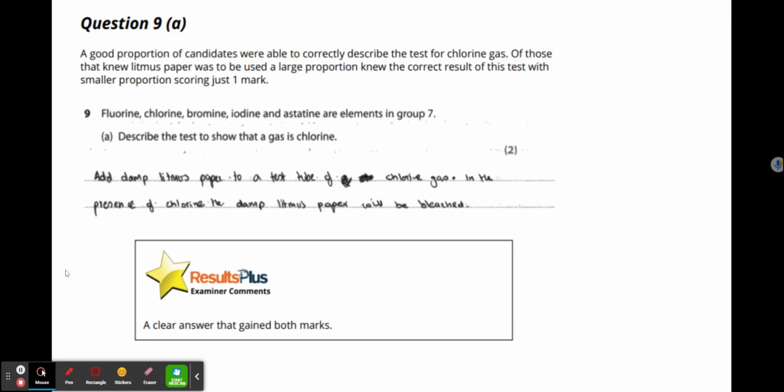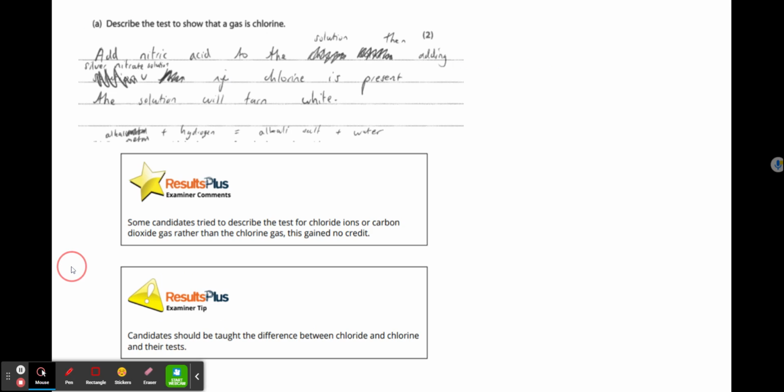In terms of the examiner's report, we've got a comment here saying a good proportion of candidates were able to correctly describe the test for chlorine gas. Of those that knew that litmus paper was used, a large proportion knew the correct result of the test, with some people only scoring 1 mark. A good example answer here: add damp litmus paper to a test tube of chlorine gas. In the presence of chlorine, the damp litmus paper will be bleached.